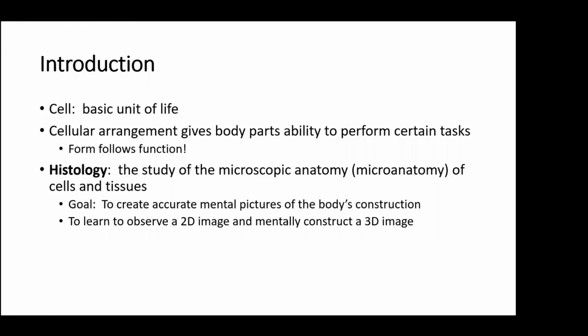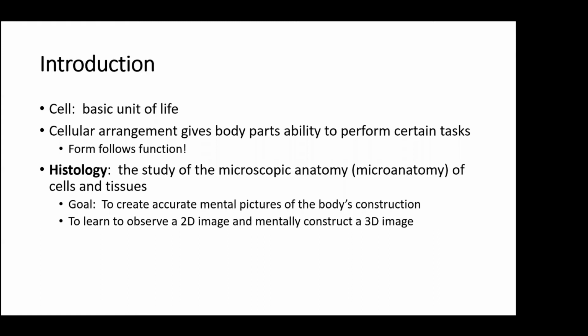So when we're doing histology, we're studying the microscopic anatomy of cells and tissues, which is to say we're looking at those cells, we're trying to figure out what parts they have, we're trying to figure out what they look like so we can better understand how they function. So our overarching goal for this lab is to create accurate mental pictures of the body's construction, which is to say we want to know what cells in different organ systems look like, and specifically what different tissues look like. So as we'll see in the next couple of minutes, your body is made up of some pretty basic tissue types that we'll see over and over again, and they have specialized cells that give them specialized functions.